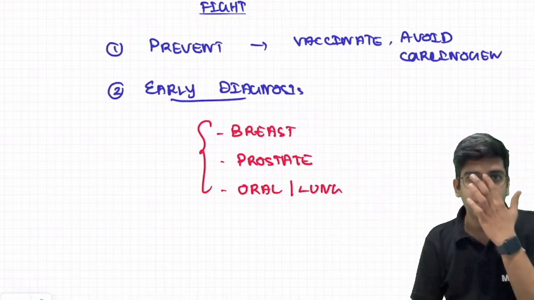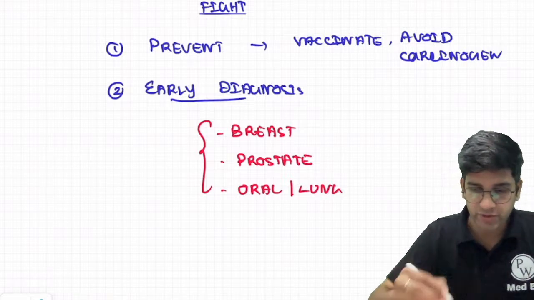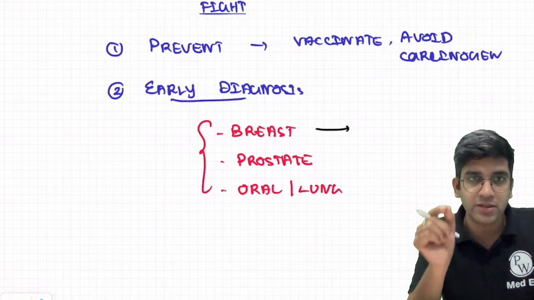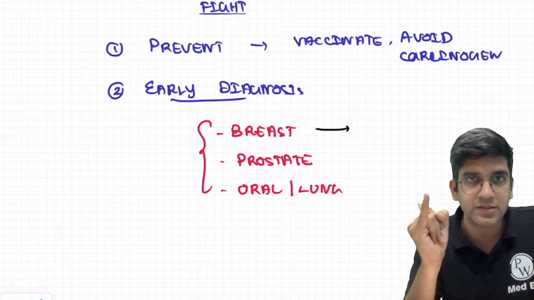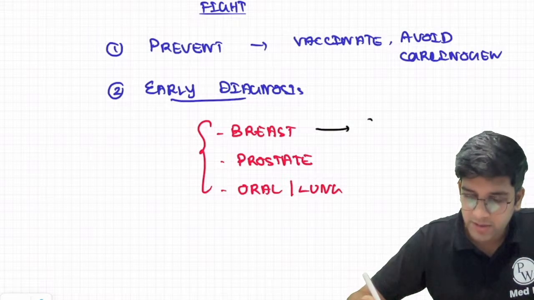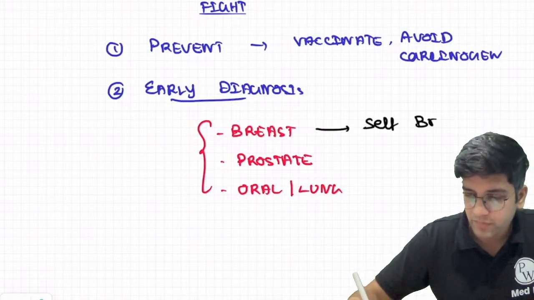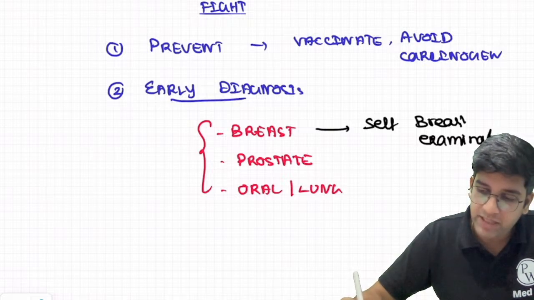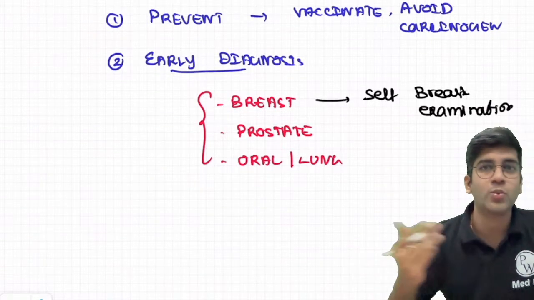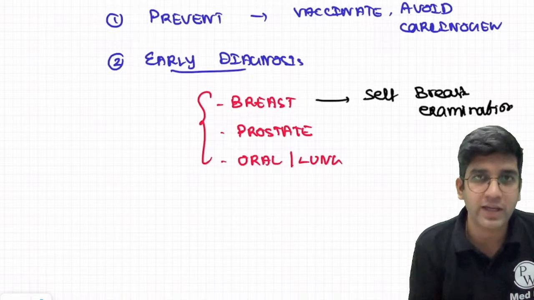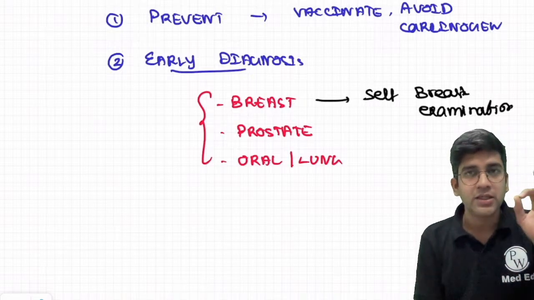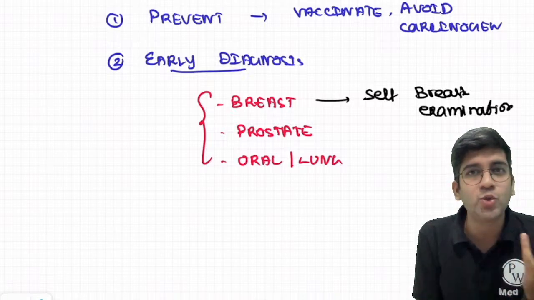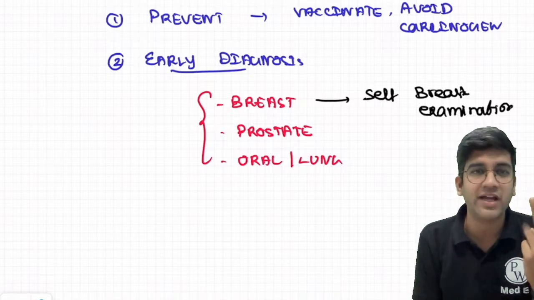Now, we have to either prevent this or do early diagnosis. The only way to early diagnose breast cancer, which I want every person here to read and teach your parents or your sisters if you have one, is self-breast examination. Only self-breast examination can pick up a breast mass of 0.5 centimeter or 1 centimeter. A doctor will not be able to examine it. Though the sensitivity is less, I agree on that.